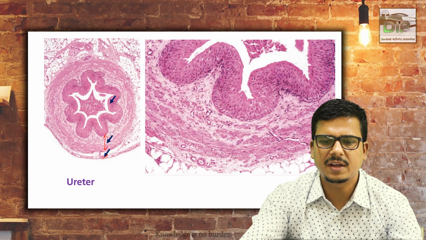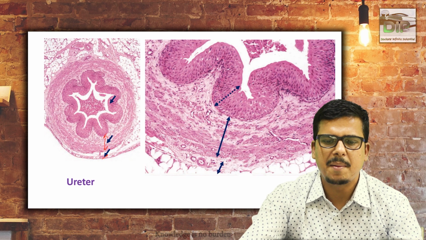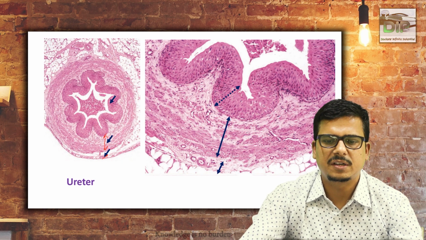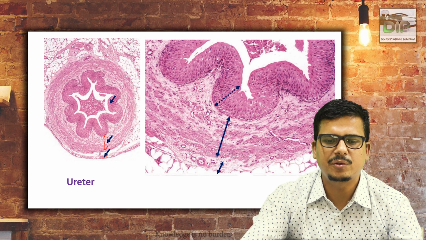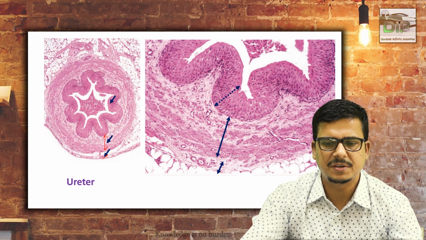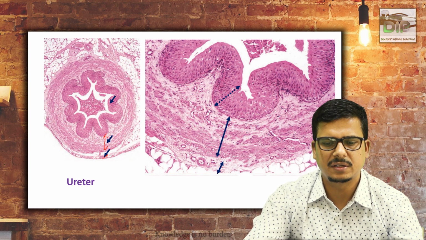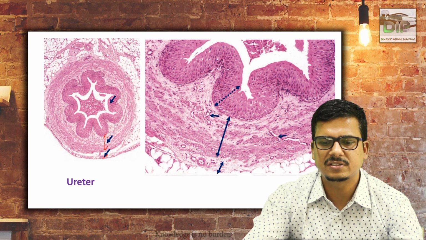If you see the enlarged view again, you can see this is the transitional epithelium made up of many cell layers. It is not a single layer epithelium; it is a multiple layer epithelium. The surface cells are flat, and when you go deeper, the cells become cuboidal or columnar. And this is the muscle layer. The outer one is the circular muscle, and the inner one is the longitudinal group of muscles. And this is the serosal layer, the outermost layer. Within this muscle layer, you can see different vessels and nerves running.